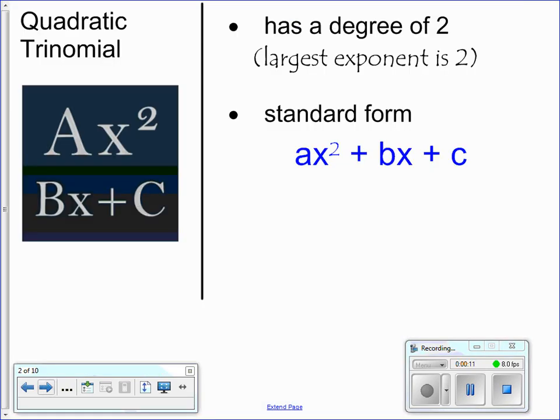A quadratic trinomial has a degree of 2, which means that the largest exponent is 2. The standard form of a quadratic trinomial is ax squared plus bx plus c. A, b, and c are numbers.